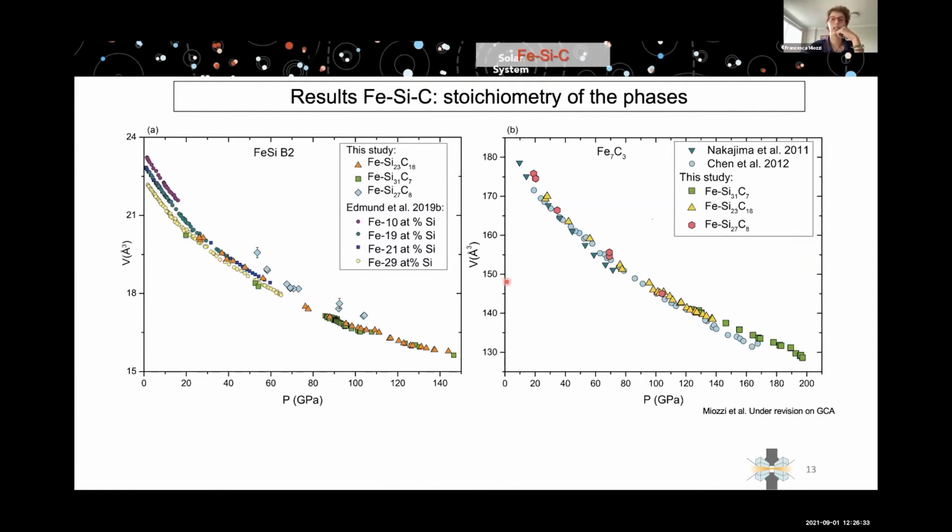For the Fe7C3, instead, we can see how all our data plot together on the same line, and they also plot together with those from literature. So in this case, there is no solution of silicon into the structure of the iron carbides.